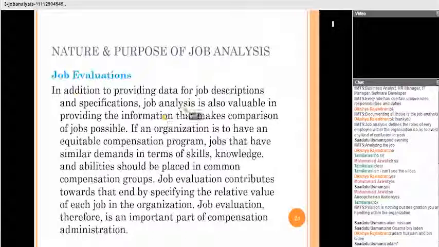Then job evaluation. In addition to providing data for job descriptions and specifications, job analysis is also valuable in providing the information that makes comparisons of jobs possible. If an organization is to have an equitable compensation program, jobs that have similar demands in terms of skills, knowledge, and abilities should be placed in common compensation groups. Job evaluation contributes towards that end by specifying the relative value of each job in the organization. A job evaluation therefore is an important part of compensation administration.